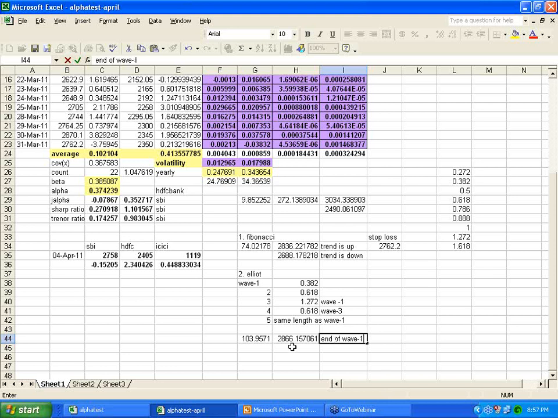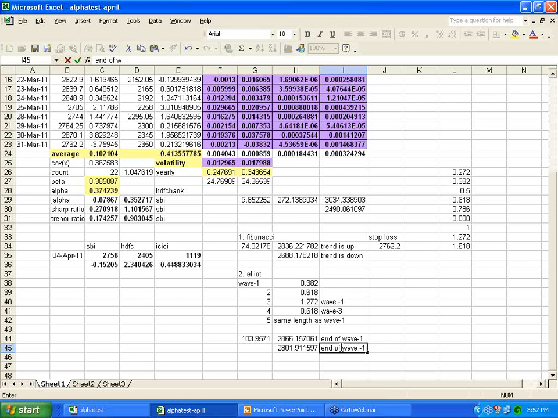And from there wave 2 should start. This is the place I should not purchase. Wave 2 will have 0.618 times of your wave 1 length. So this is the price point where your wave 2 will end.